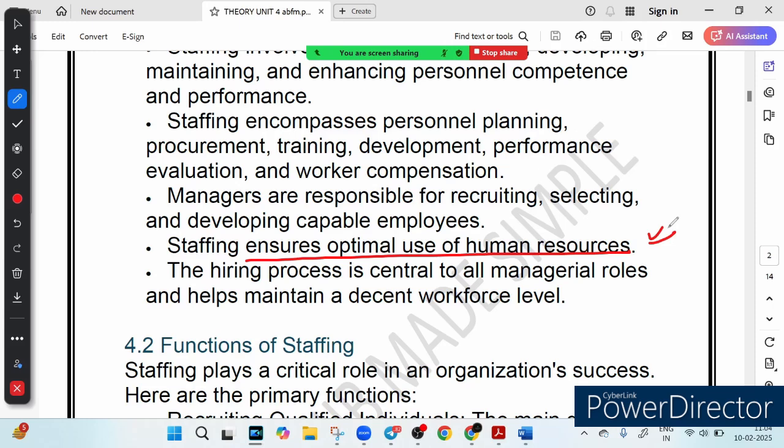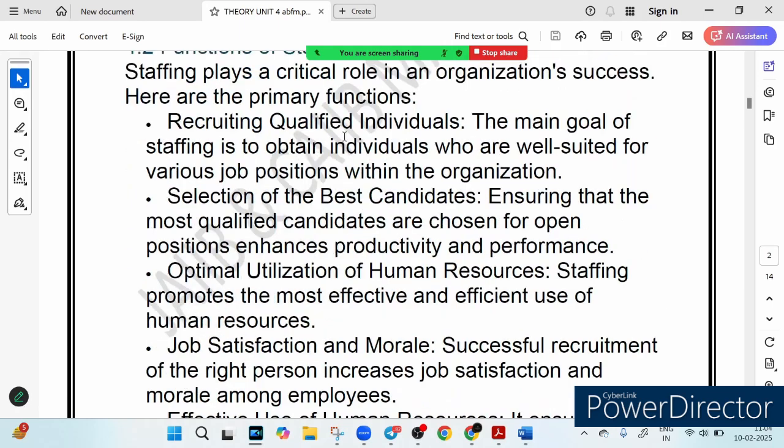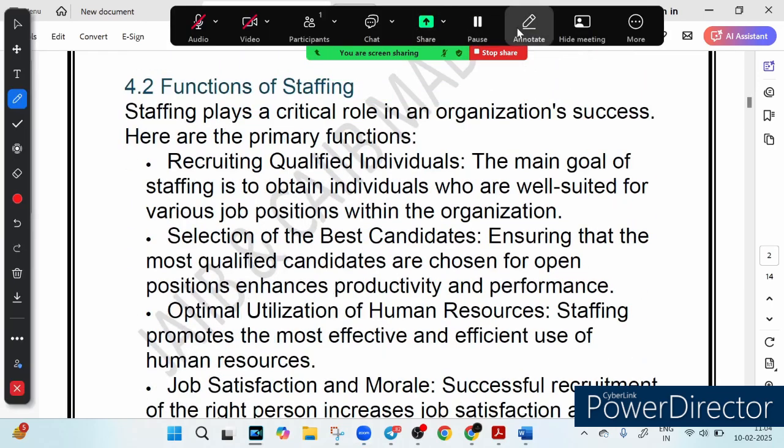Ever wondered how organizations find the right people, keep them happy and grow together? Let's break down the function of staffing in the simplest way possible. The first question is, why is staffing so important? Without the right people, even the best business plan falls. You have the best business plan, but you don't have the right people, so what will happen? The best business plan will also fall. Now here are key functions of staffing simplified for you.